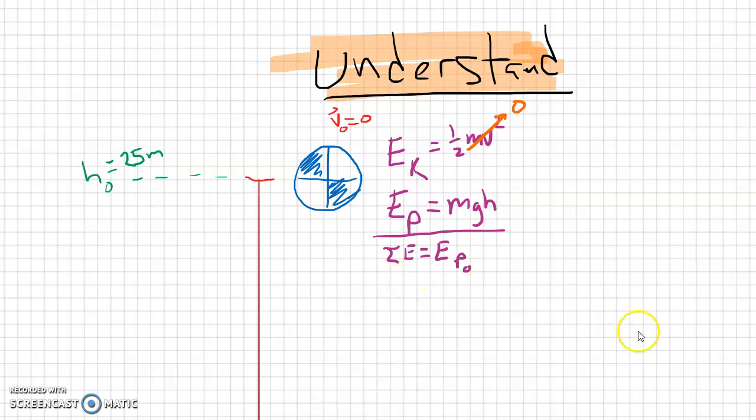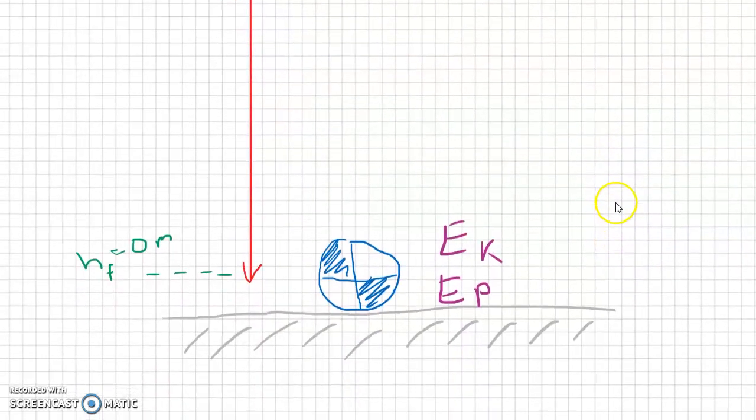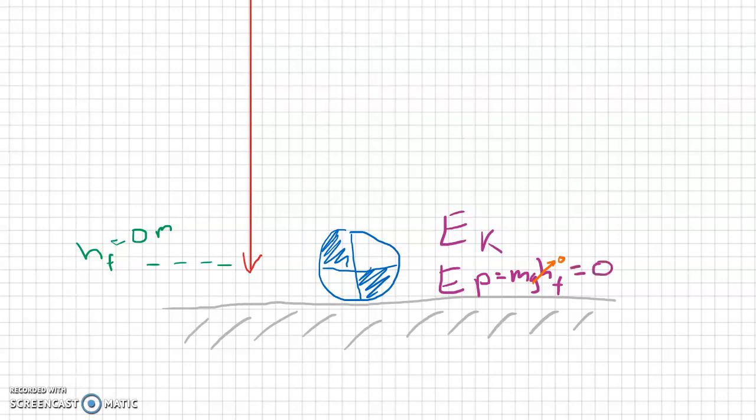All right, let's look at what happens as it falls. As it falls, the height is, of course, decreasing until it reaches the ground. And when it reaches the ground, there is no potential energy, because here at the end the final height is 0. So at the end of this situation, there's going to be 0 joules of potential energy.